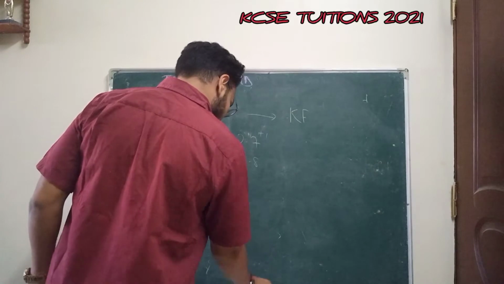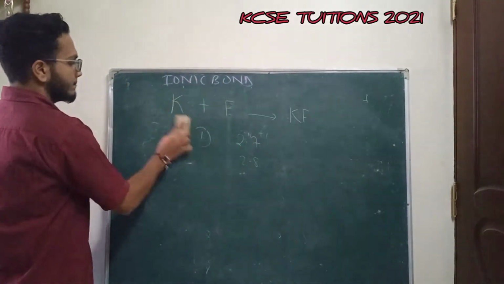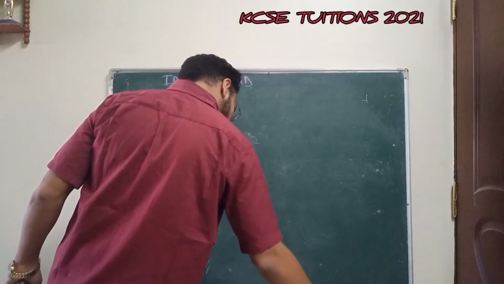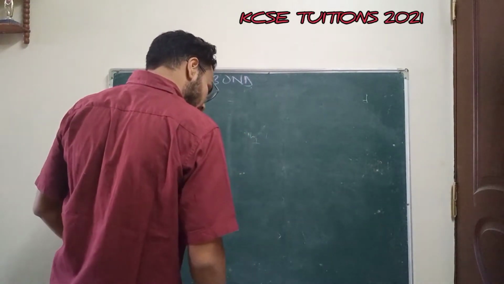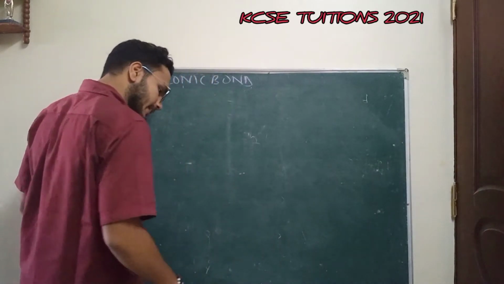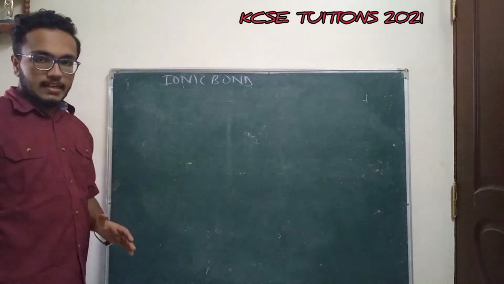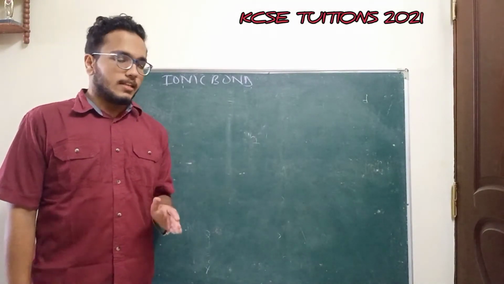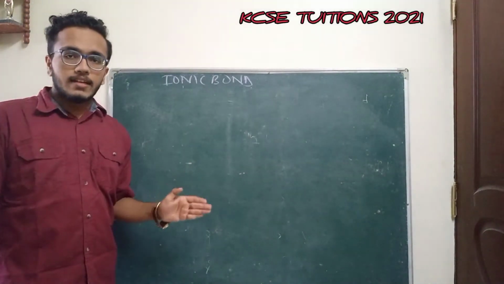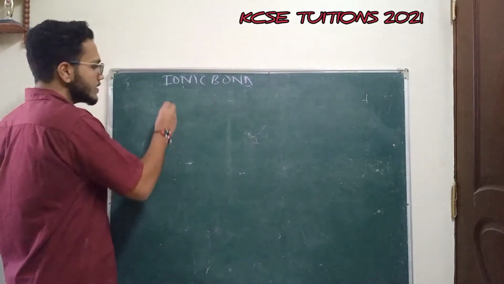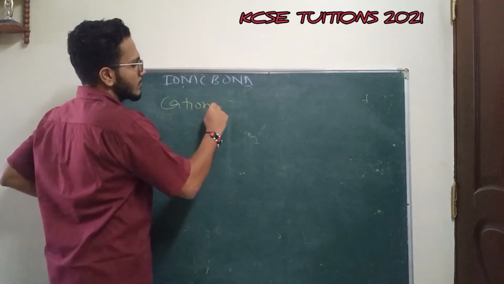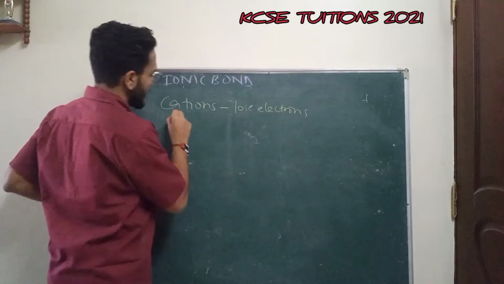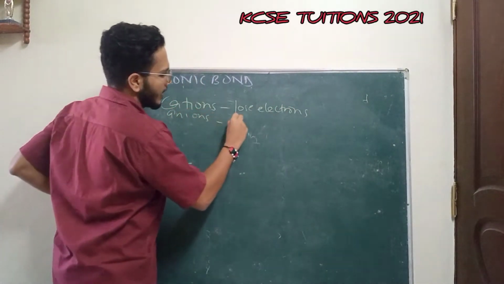Structure of ionic compounds. Ionic compounds such as sodium chloride have a giant ionic structure. Such structures have many cations and anions. What are cations? We discussed what cations are. Cations are positively charged ions. What are anions? Anions are negatively charged ions. Cations lose electrons. Anions gain electrons.